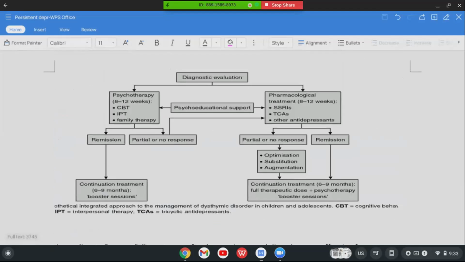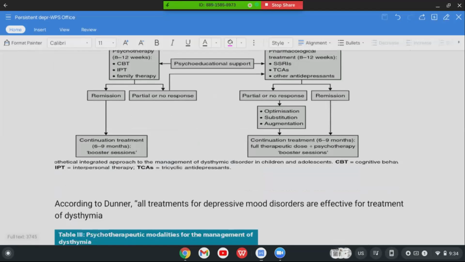We also have pharmacological treatment, which depends upon the individual, and includes SSRIs, the selective serotonin reuptake inhibitors, tricyclic antidepressants, and other newer antidepressants. If there is no response, then we can go for optimization, substitution, augmentation. And if there is remission, then we have to continue the treatment for 6 to 9 months with full dose plus psychotherapy plus booster sessions.